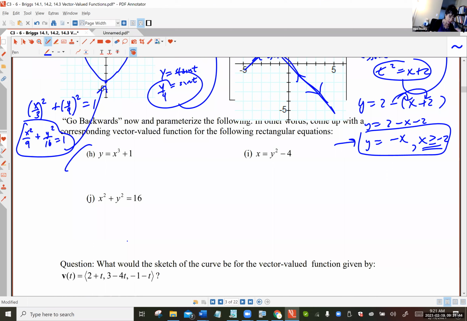Now we're going to do something else. We're going to go backwards. And this is key in Calc 3. Now, the problem with me teaching you this right now, early in the semester, we're only in week 3, is that this skill will not be needed until like May.